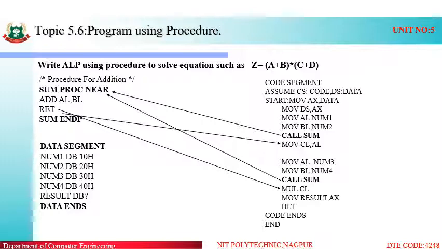Now the result of summation is in AL. Then we have performed mul CL. Mul CL means CL will be multiplied with AL. That is num1 plus num2 will be multiplied with num3 plus num4, that is A plus B will be multiplied with C plus D. And then we have moved the result into the result variable and stop the program.